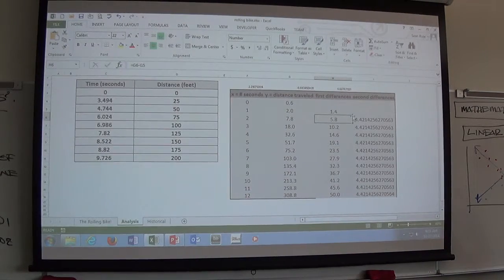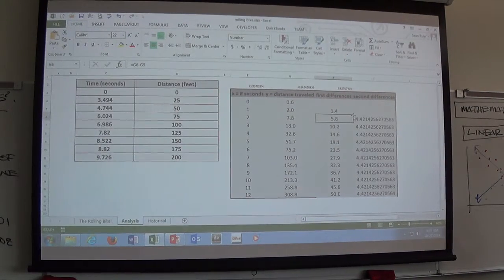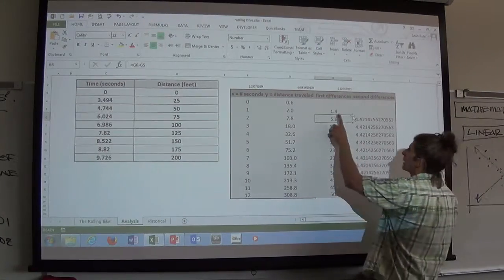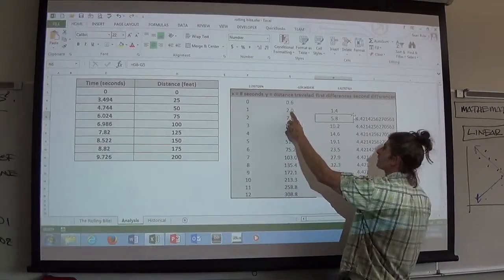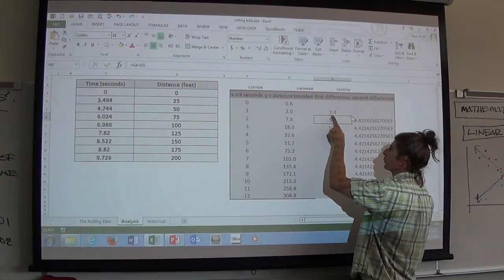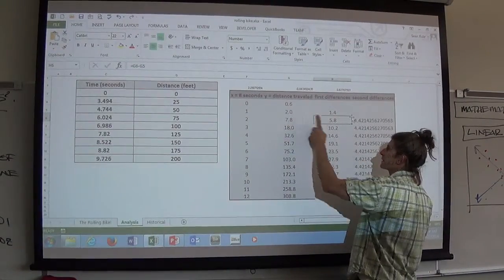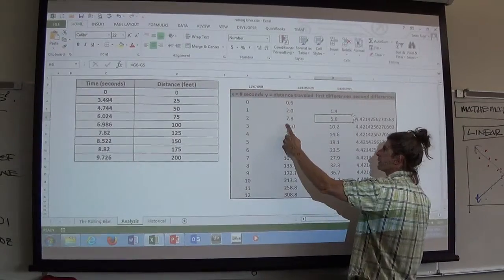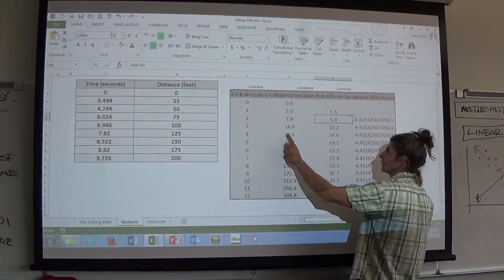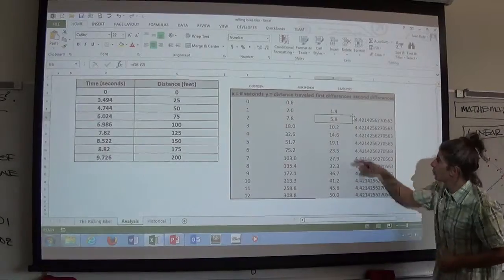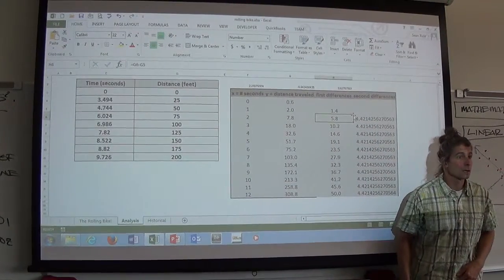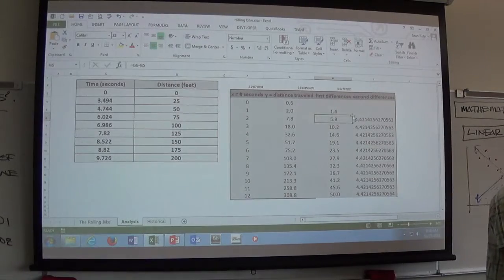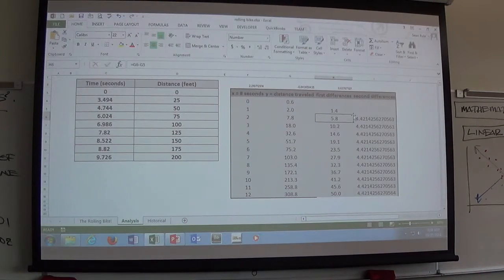So what I did first was I calculated my slopes. So I said, okay, let's check what's called the first differences. That's this minus this, 1.4. This minus this, 5.8. This minus this, 10.2. This minus this, 14.6. What do you notice about these numbers, friends? Increase. Say that again. Increase. They're increasing, aren't they? Why does it make sense if they're increasing?